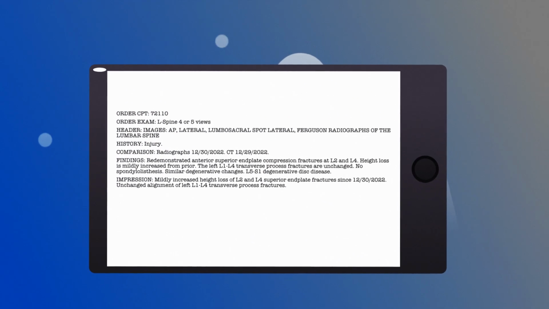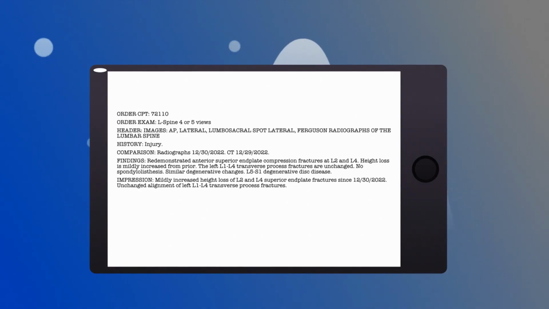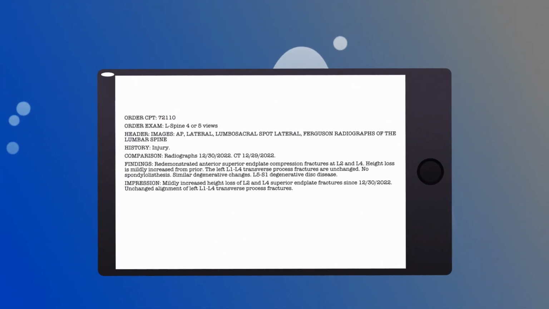Unchanged alignment of left L1 through L4 transverse process fractures. Let's look at the views. AP, lateral, lumbosacral spot lateral, Ferguson. That's a total of 4 views. This qualifies for CPT code 72110. Radiologic examination, spine, lumbosacral, minimum of 4 views.